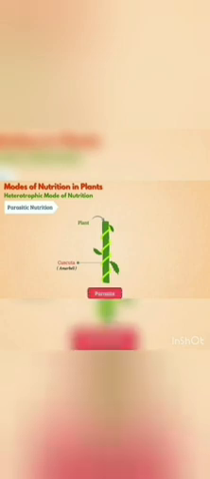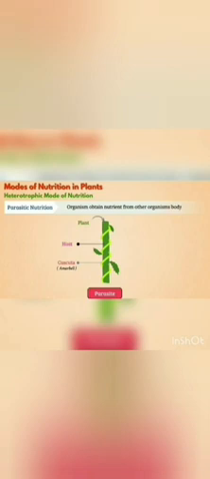So, parasitic nutrition. Some plants like Cuscuta, locally called amarbel, grow over other plants and obtain nutrients from them. Such plants are called parasites. And the plant over which it grows and obtains nutrients is called the host. So, the organisms obtain nutrients from other organisms' bodies. This mode of nutrition is called parasitic nutrition. Examples are coffee flower, Rafflesia, etc.